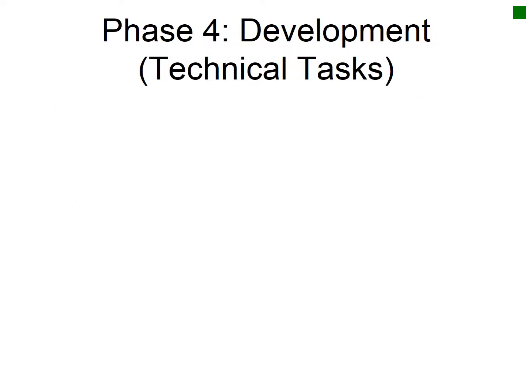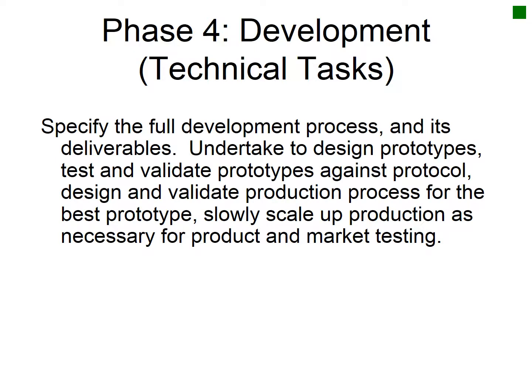All right, phase 4 is a development phase, and phase 4 development actually has two major components. One would be the technical aspects of the product itself. Here we want to actually physically produce the product, and we want to begin to actually lay out the factory, the manufacturing process, or the service process that we'll use in order to deliver the product.